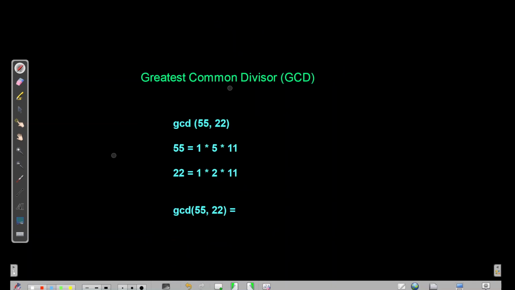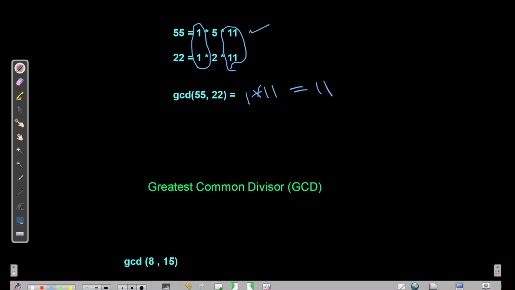In this example, I have taken GCD of 55 comma 22. 55 can be written as 1 into 5 into 11 and 22 can be written as 1 into 2 into 11. Here the common factors are 1 into 11, and the highest factor is 11. So GCD of 55 comma 22 is 11.